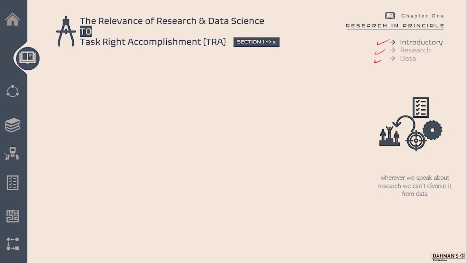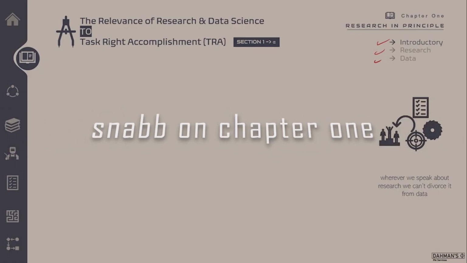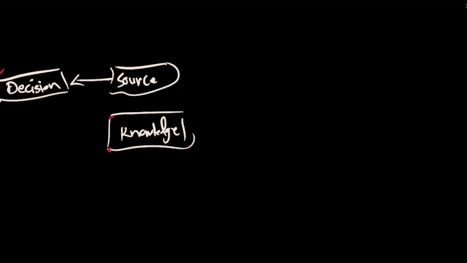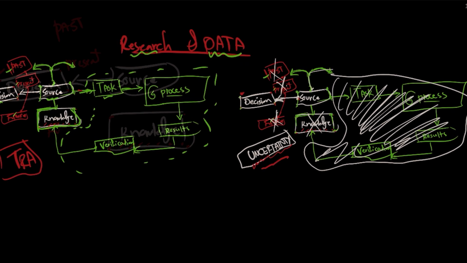Introductory is going to introduce you to the Task Right Accomplishment, or TRA graph. It is a graphical representation of the mechanism of making the right decision based on previous knowledge, and how to evaluate whether this knowledge is the right knowledge. This knowledge is factorized into three important elements, which represent time, or how a human perceives their existence. We have factorized past, present, and future.